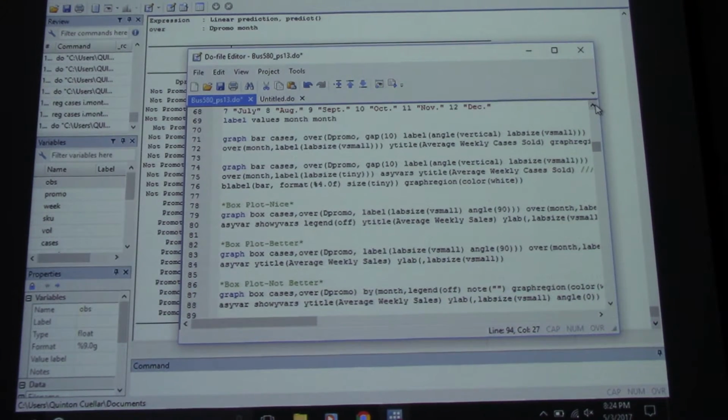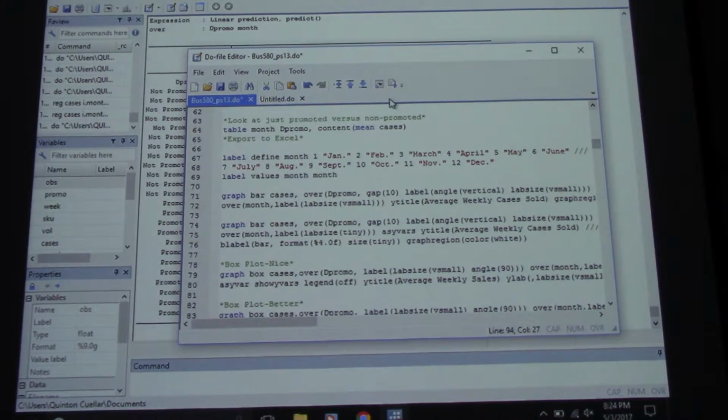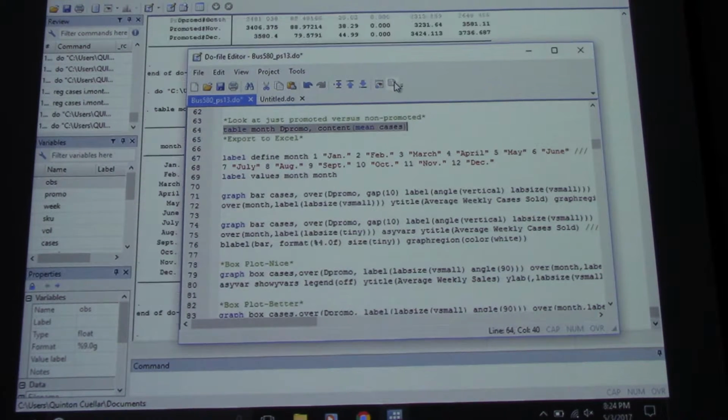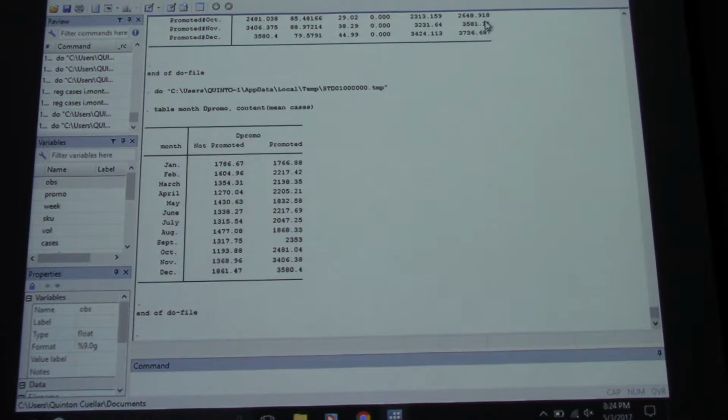Where's your table? Yeah. So with the bar charts, we have the box plots.